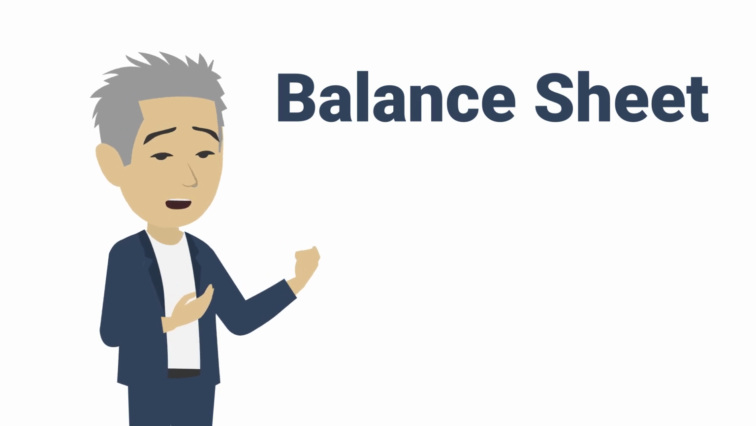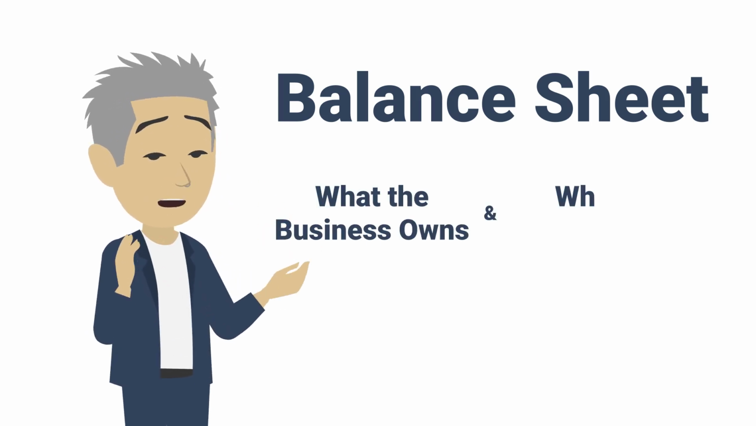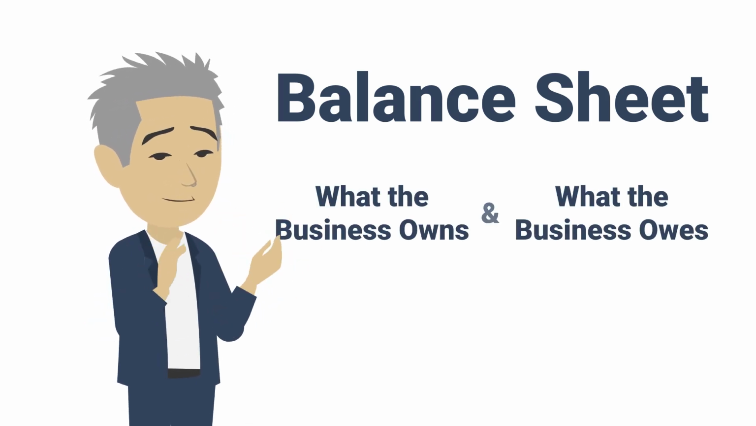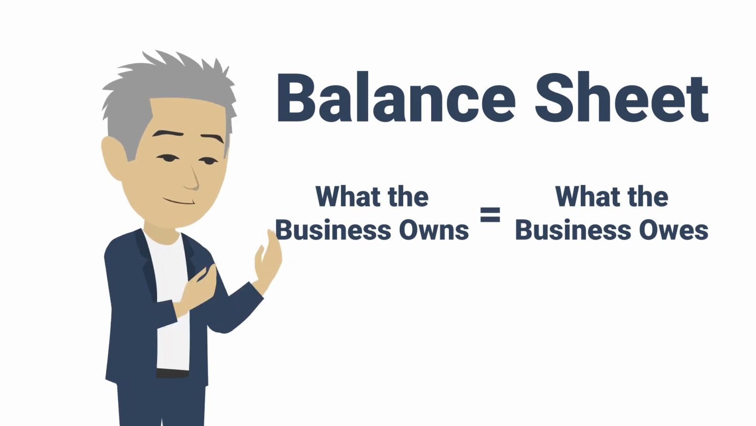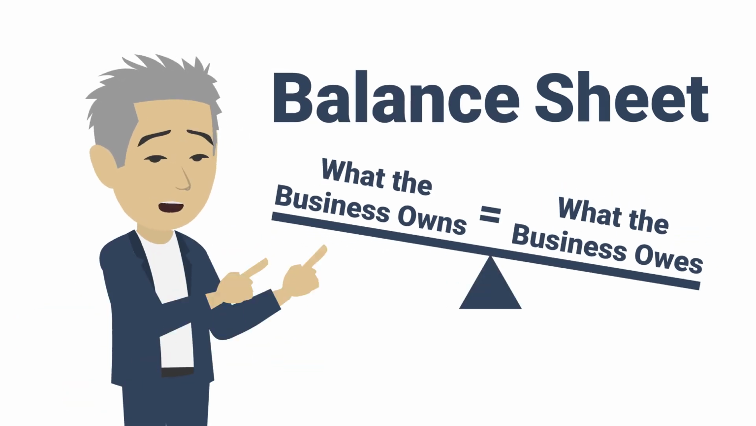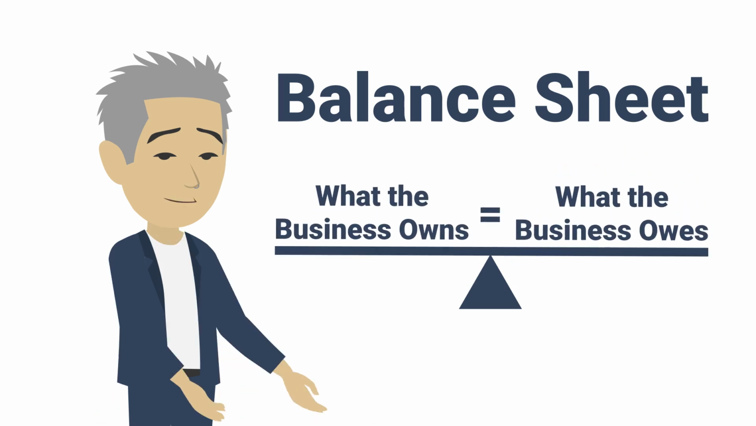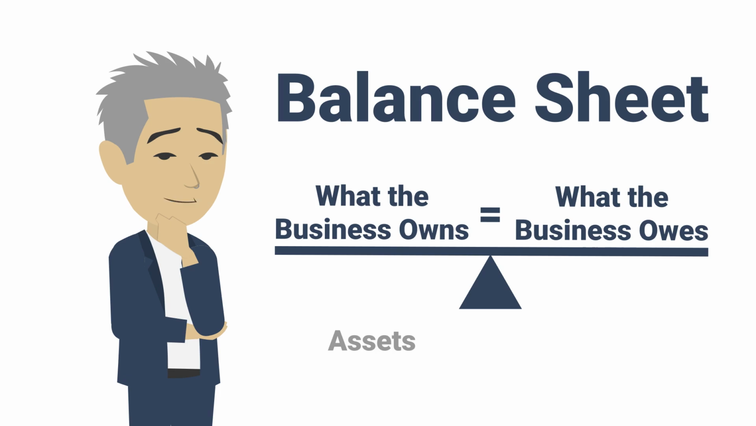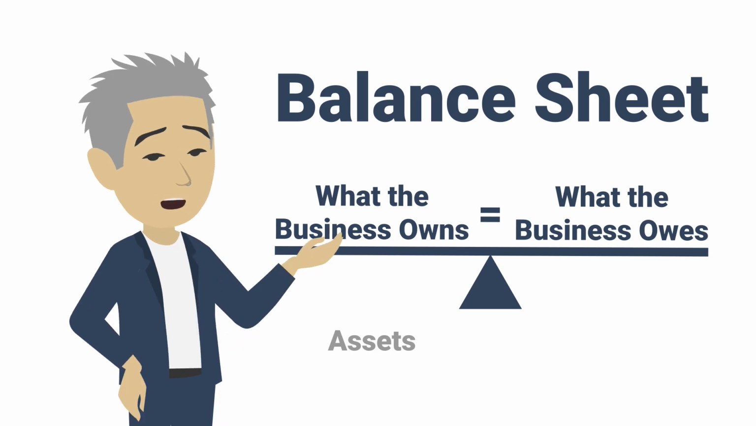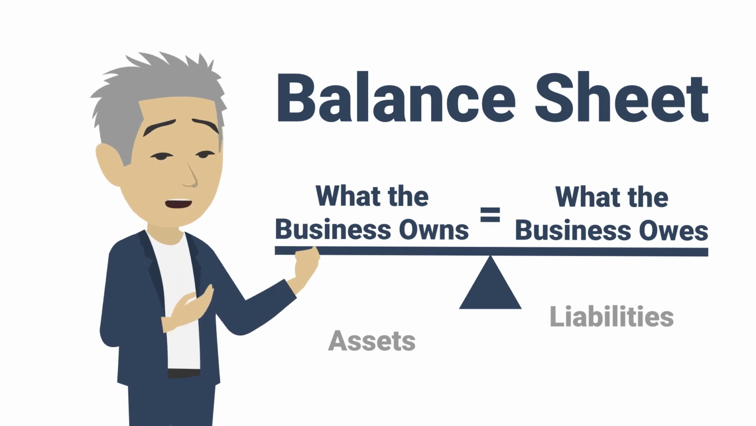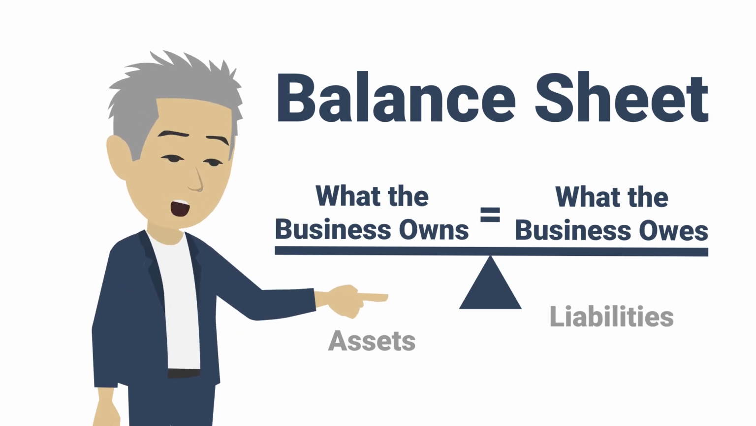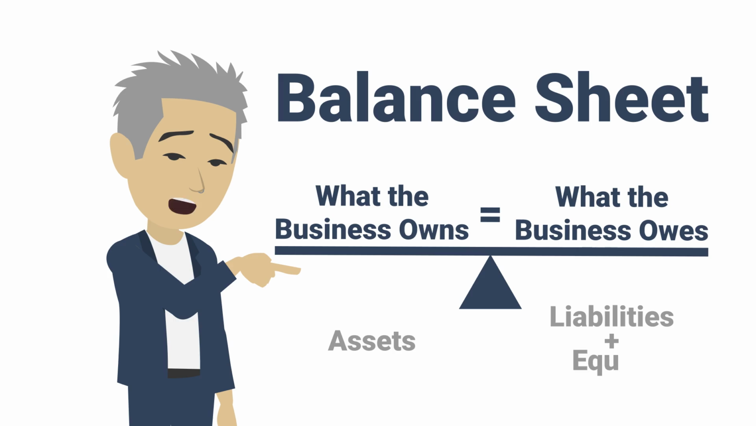The balance sheet gives us a snapshot in time of what the business owns and what it owes. These are always equal, hence the name balance sheet. The things the business owns are its assets, and what the business owes is comprised of things it owes to third parties. These are its liabilities, and what it owes to the owners of the business. This is called equity.